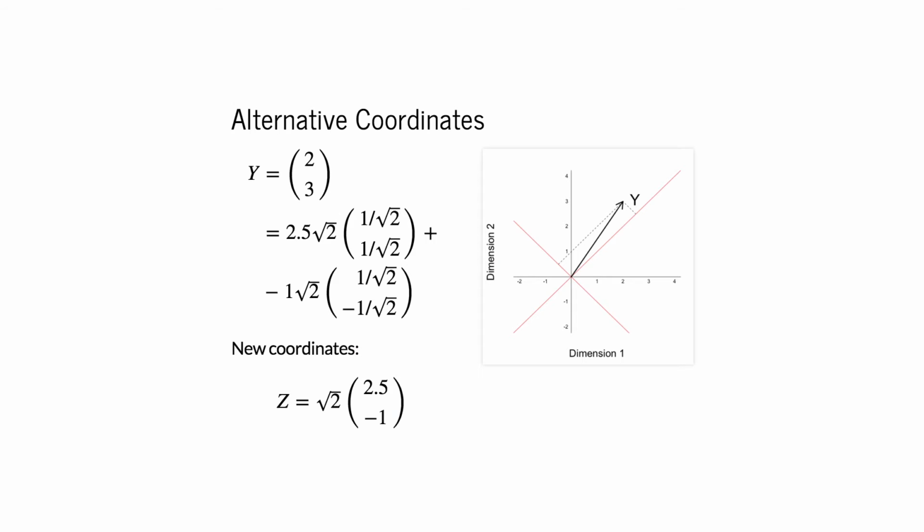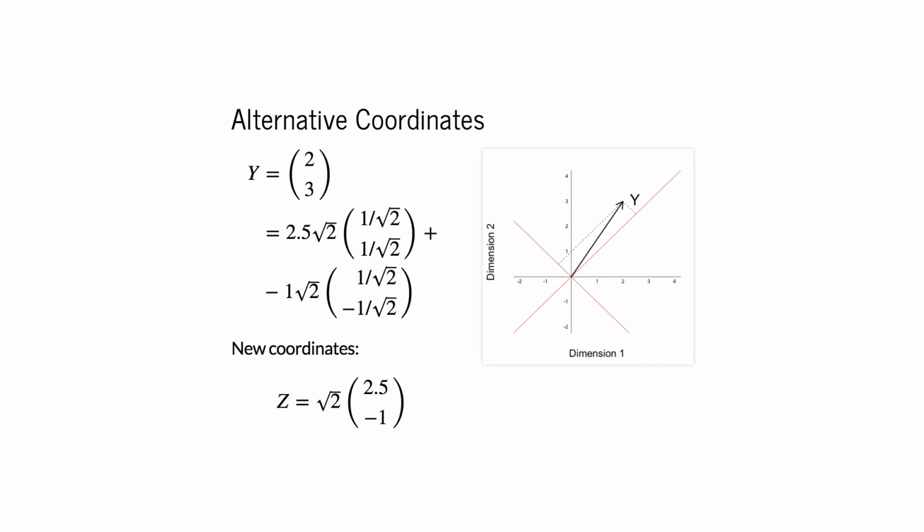Now, typically, we like to use bases that are orthogonal and whose sum of squares is 1. So we would just multiply one of these by the square root of 2 and divide the other by the square root of 2 to get this alternative coordinate system. And now our new coordinates are basically the same, but they're shifted.